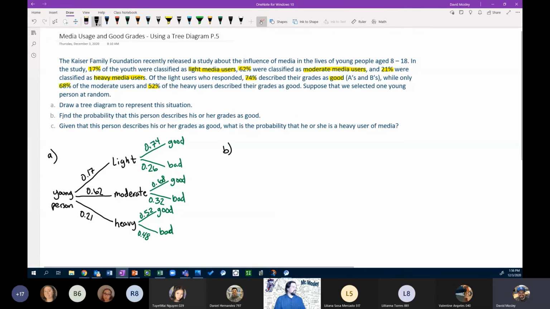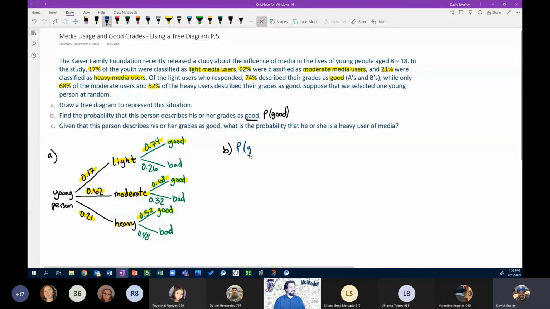So, part B, you need to find the probability that this person describes his or her grades as good. Right? So we're finding the probability of good. Once again, there are multiple routes in getting there. We go with a light user. That's one way there. Moderate. Another way. And heavy. In this case, we're going to be adding up the probabilities of these 3 paths to get our solution.